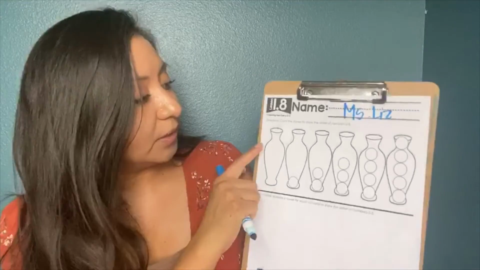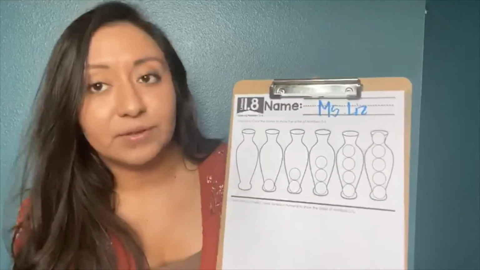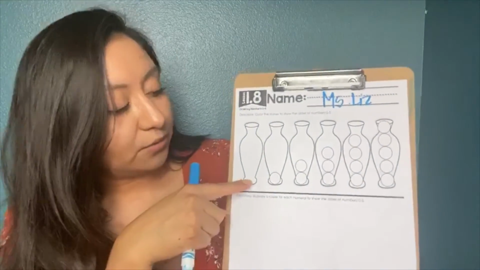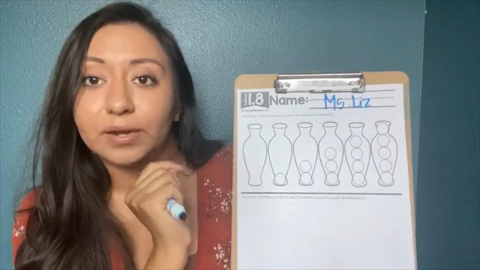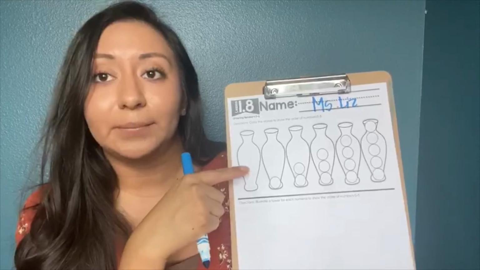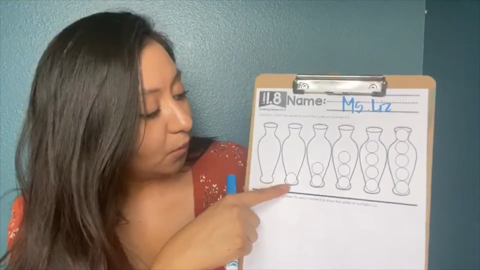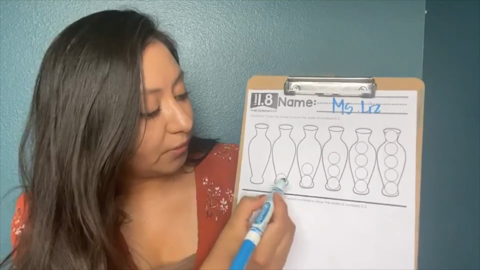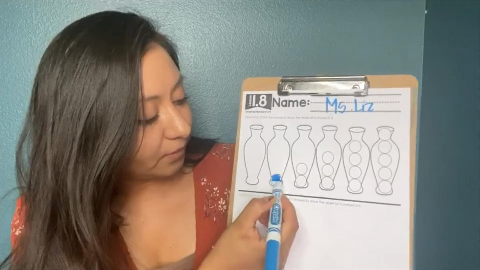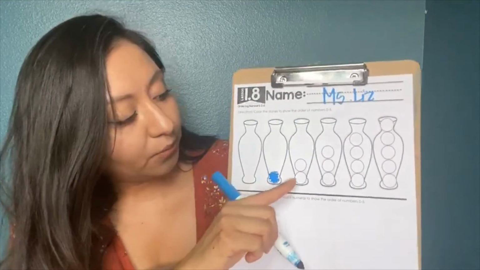Good job. First thing we're going to do is we're going to color the stones that are in the vases, okay? So notice how this one doesn't have any because that is what number? So this doesn't have any. This is the number 0. So we don't do anything to that one. Moving on, we have 1 stone. So we're going to color it.